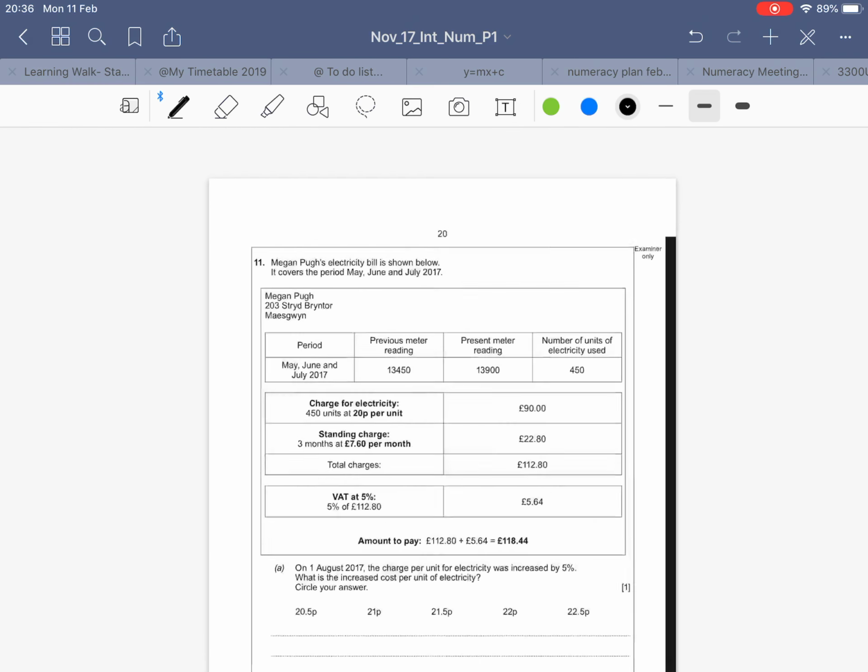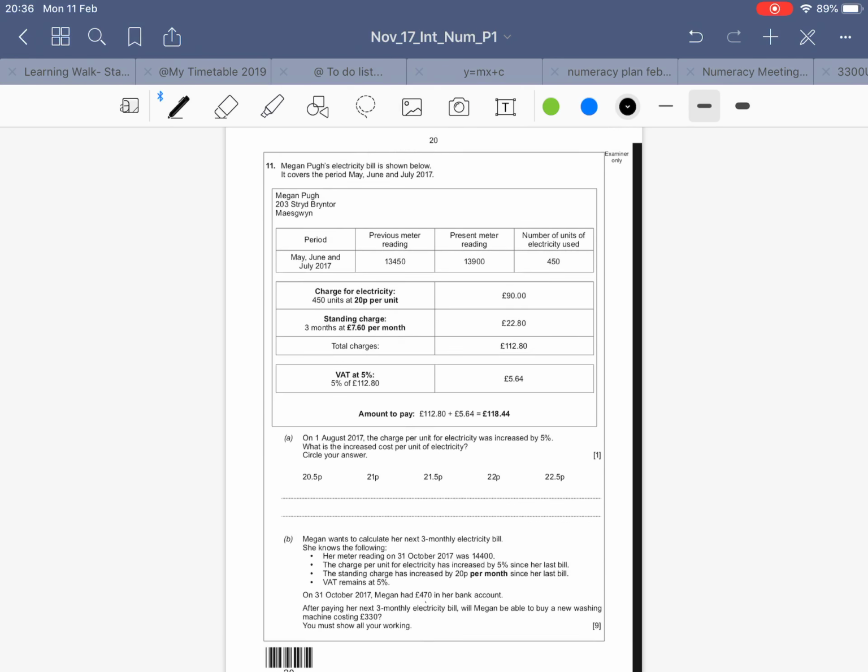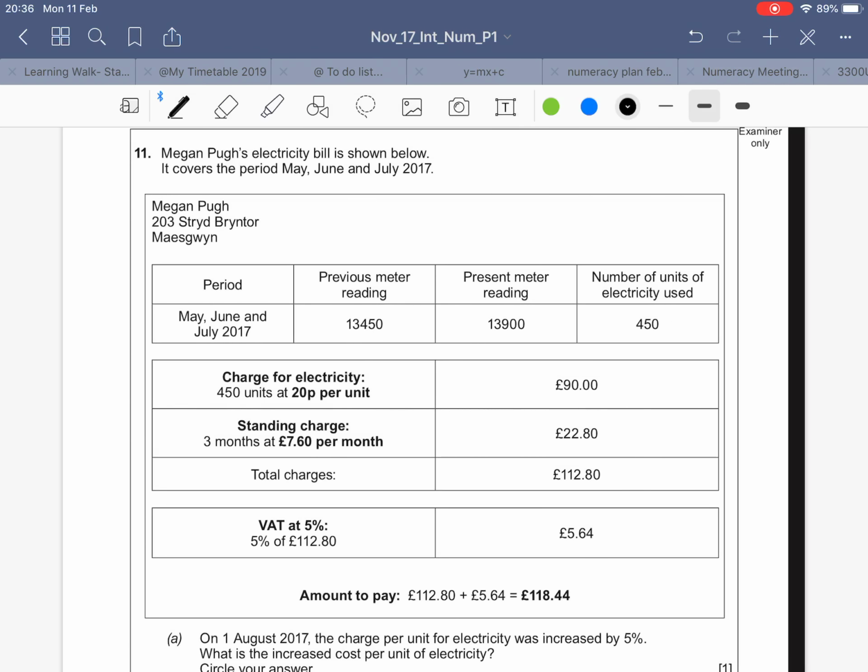Turning over for question 11. Another page of information. Quite a heavy piece of information here about electricity bills. Electricity bills are worked out automatically in real life, but on here we have an electricity bill that shows us the previous meter reading and the present meter reading, and this figure here is just the difference between the two.